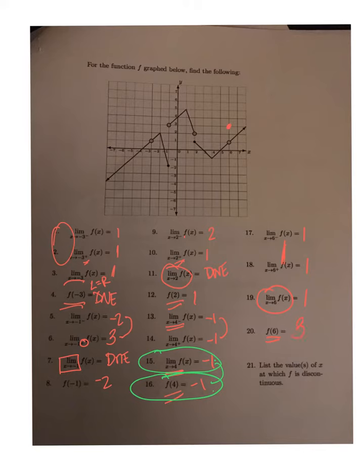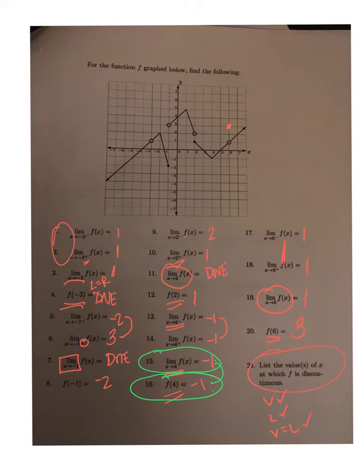Now in the last question it says, list all the values of x at which f of x is discontinuous. Remember, that means you have to have a value, you have to have a limit, and the value has to equal the limit. So let's look at the pieces on the graph. You're going to look at holes, you're going to look at jumps, you're going to look at possible asymptotes, which we don't have here.